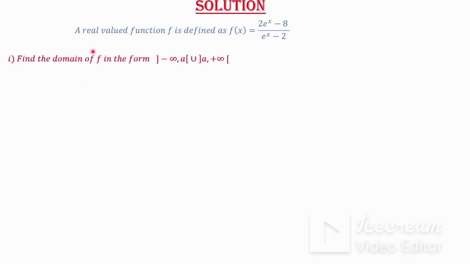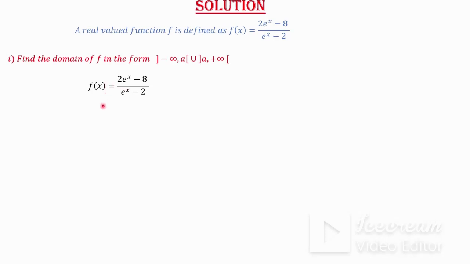Once we have the domain, it means we already have the value of a. Writing back first of all our function f of x, which is equal to 2 exponential of x minus 8 divided by exponential of x minus 2. How do we get the domain of definition of this function? Since f of x is a rational function, for it to exist the denominator must be different from 0. So if we obtain the value of x for which the denominator is different from 0, we then obtain the domain of definition of f of x.